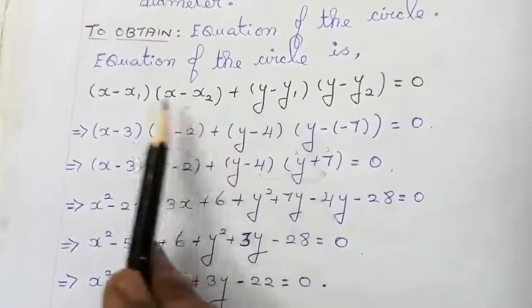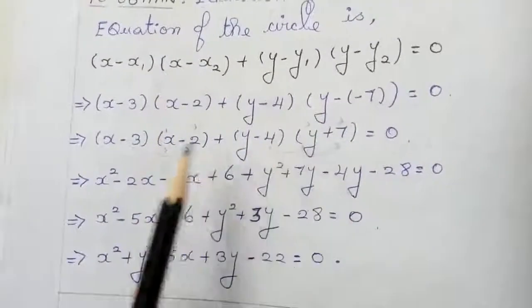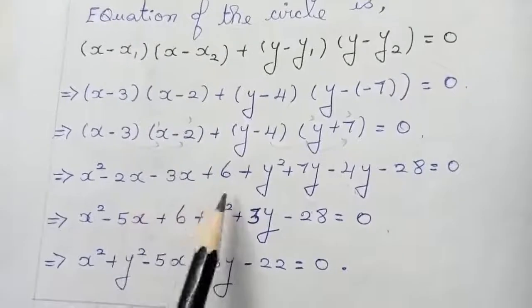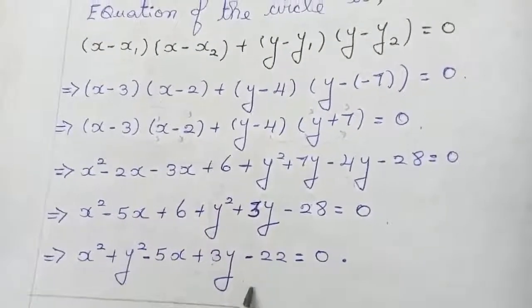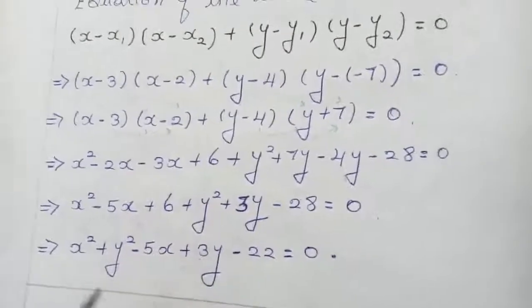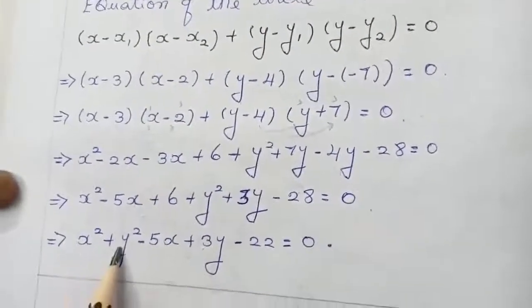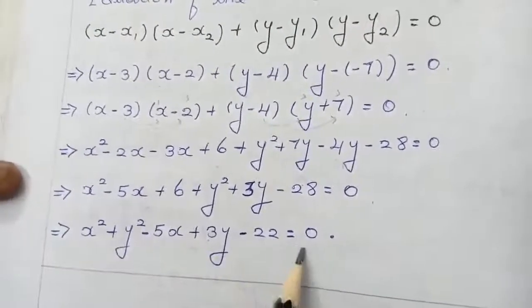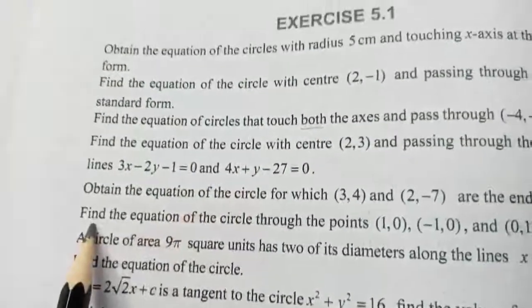Solve by putting in the values for x1, x2, y1 and y2 that you are given. Solve the equation. Everything is based on simplification, students. Calculate the value; you can do the calculation in any way. Finally, you will be getting the answer like this. Therefore, the required equation of the circle here is x square plus y square minus 5x plus 3y minus 22 equal to 0.